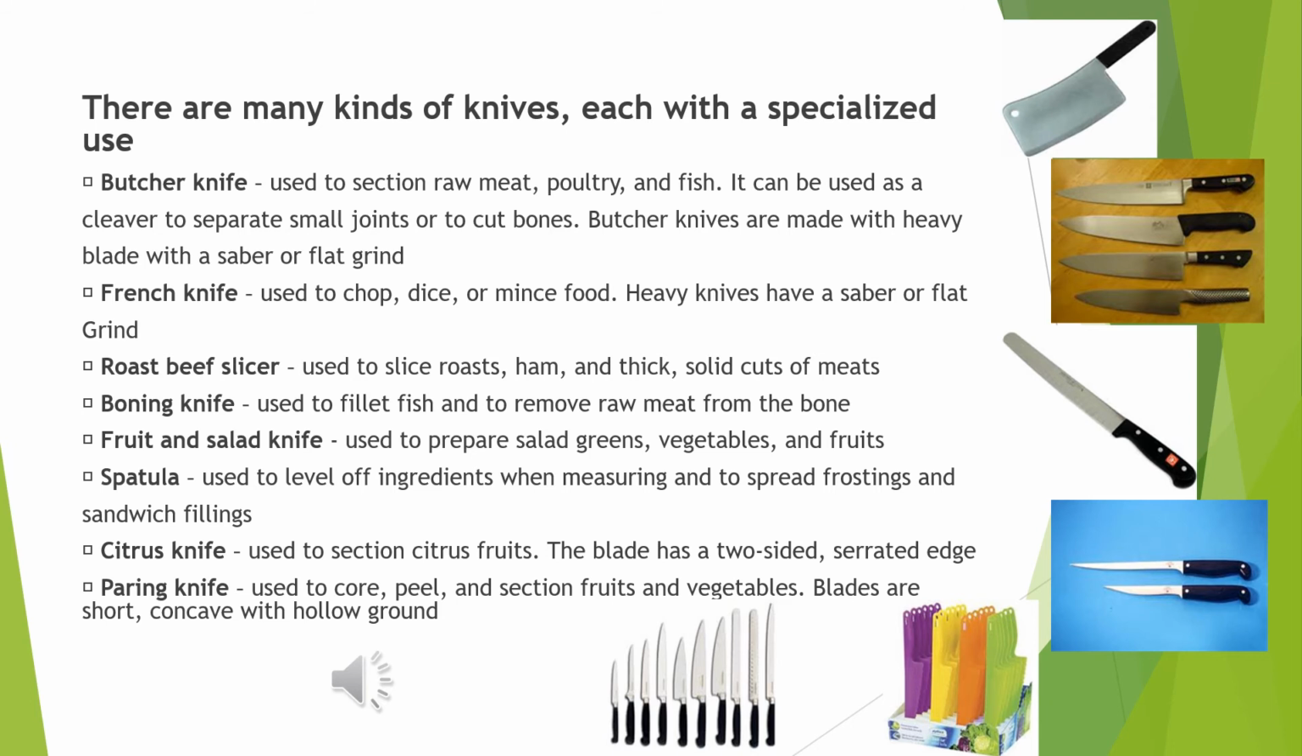And also we have the spatula, used to level off ingredients when measuring and to spread frostings and sandwich fillings. And also we have the citrus knife, used to section citrus fruits. The blade has a two-sided serrated edge, and that's it. And also we have the paring knife, used to core, peel, and section fruits and vegetables. Blades are short, concave, with hollow ground.